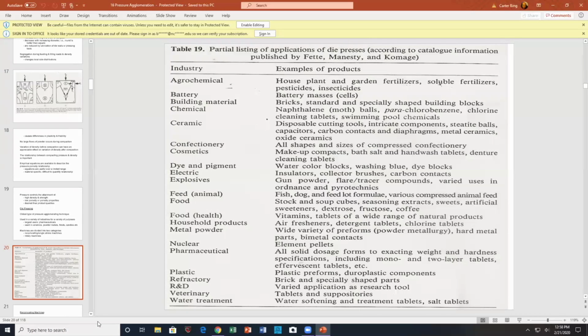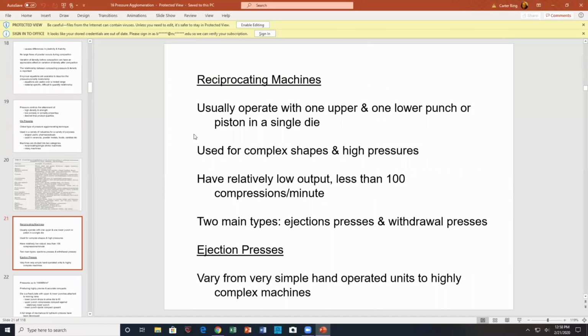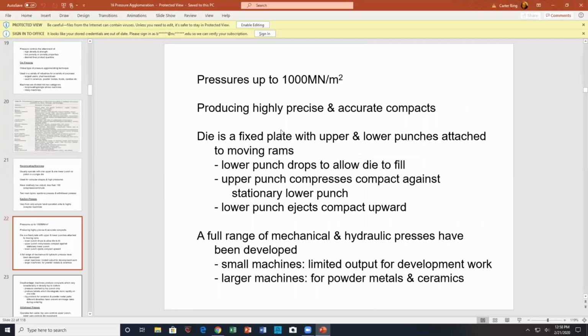Let's see, what else do we have here? Used for complex shapes and high pressures, relatively low output, 100 compressions a minute. Well, that's not our tableting machine, basically. Ejection presses and withdrawal presses. Ejection machines vary from simple hand-operated units to highly complex machines. Pressures may be up to 1,000, and that M is supposed to be million newtons per square meter.